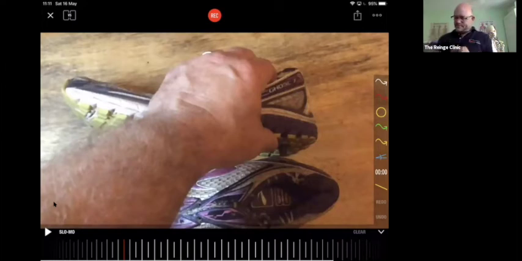The other way of telling if you load one foot more than the other is to look inside the shoe, because all shoes will have a label on the inside. You can't see it here. And if on one side it's more worn out than the other, that tells you you're favouring a foot as well.